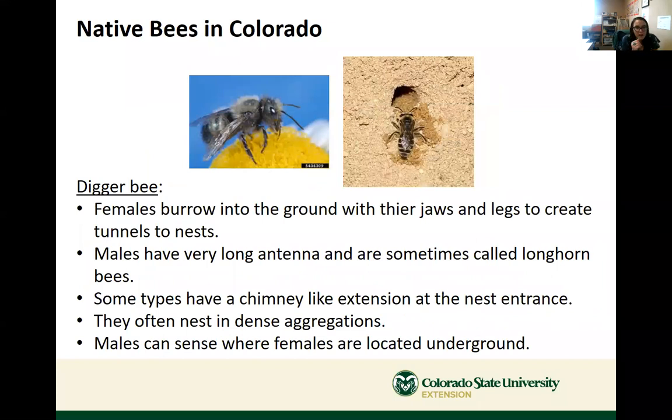Digger bees. Again, the name probably tells you that this bee digs holes, so they're another ground nester. They burrow into the ground with their jaws, the females that is, as they make their nests. They create tunnels. The males have very long antennae and are sometimes called longhorn bees. The nests of a digger bee sometimes have a chimney-like extension at the opening. And they are solitary bees, but they will nest in aggregation. So they'll have their own nest, but you'll often see them nesting kind of in one general area. And the males can actually sense where the females are located underground. So that's kind of interesting.